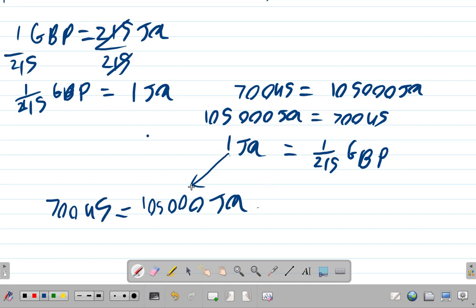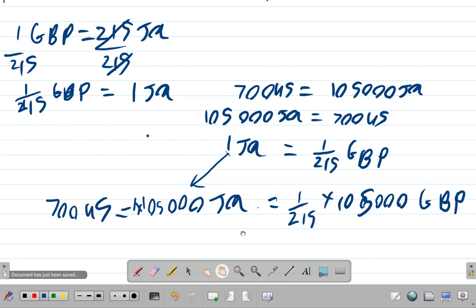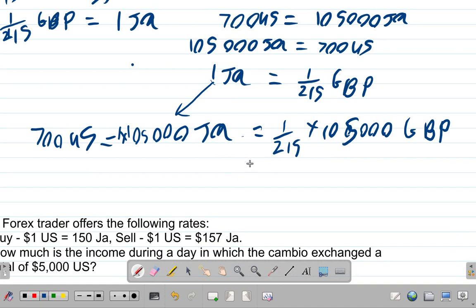Now I just multiply this 1 times 105,000 by 105,000. If I multiply this by 105,000, I get the equivalent of 700 US. So if I multiply the left hand side by 105,000, I must multiply the right hand side by the same 105,000. It's an equation. So it's going to be 1 divided by 215 times 105,000. And that's GBP, right? That's the argument we're putting forward here.